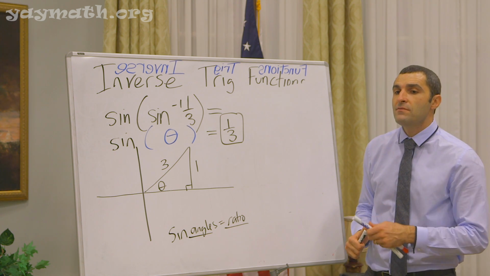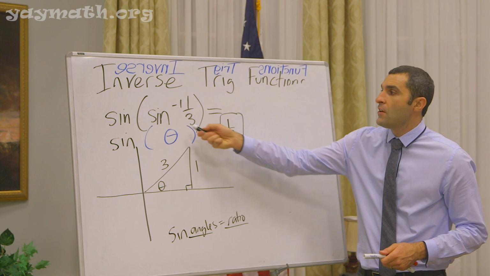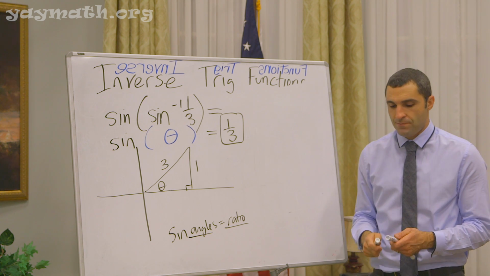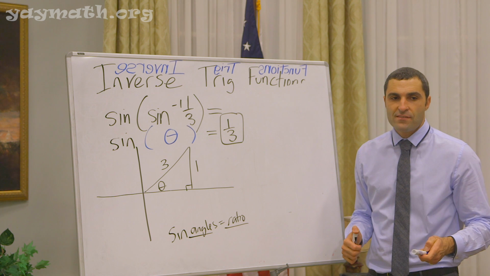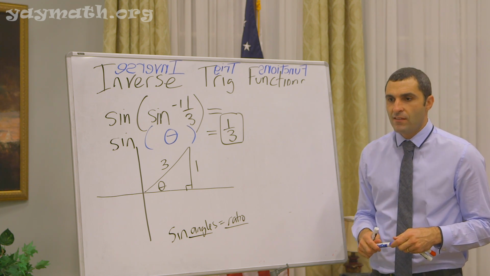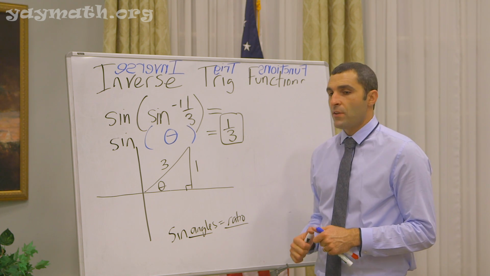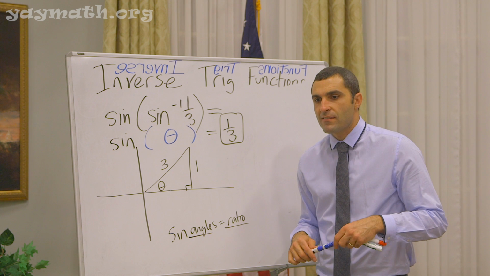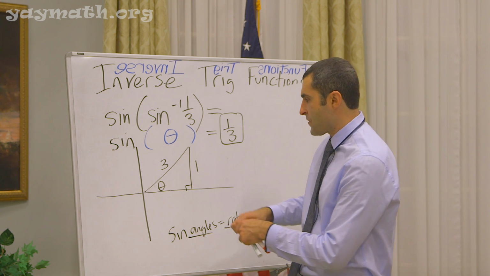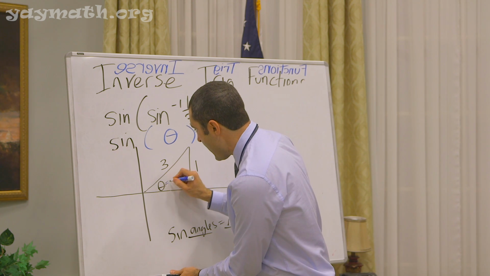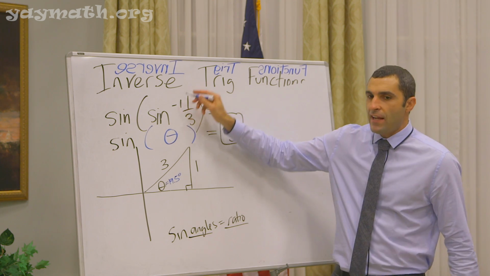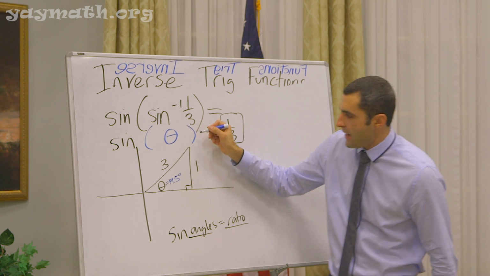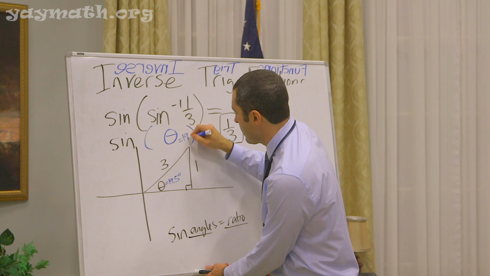Are you in degree mode? If you're in degree mode, do inverse sine of 1/3, please. You're in radian mode. Go back to degrees. Inverse sine of 1 divided by 3. How many degrees is that? 19.47, about 19.5. So this angle is 19.5 degrees. So the inverse sine of 1/3 is the angle 19.5.